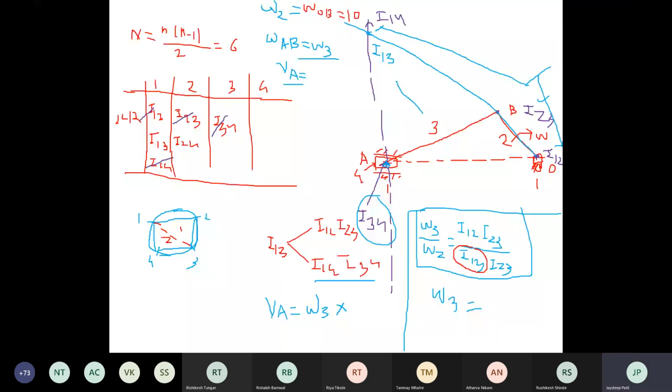The link number 3 turns with respect to which center? I13. Correct? I13 into distance, क्या है radius के लिए? I13 to which distance? A. Now this is the radius. Omega 3 you will get by using this formula. I13 to A distance is this one. Put this distance in this.